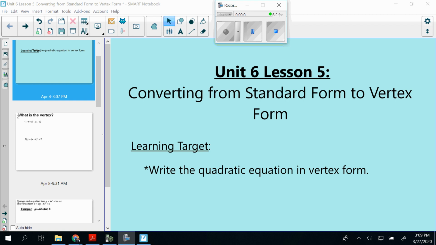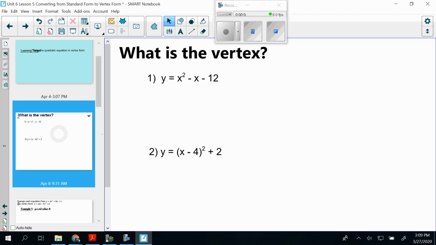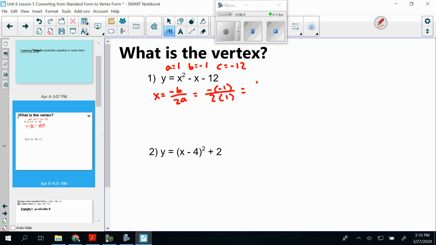Today we're going to look at how you can convert from standard form into vertex form. Recall, if you want to find the vertex in standard form, we're using our little negative b over 2a equation to find out what your a, b, and c values are here. And then you plug in your b value and your a value. Here we get positive 1 over 2, or 1/2. So that's the x value of your vertex.